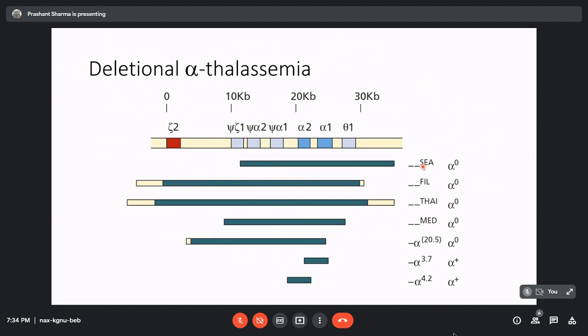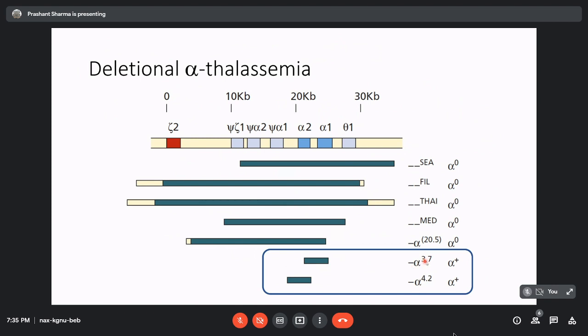So these deletions have been named after the areas within which they are most common, and we can see in this Southeast Asian deletion, virtually the entire cluster is gone. In the Filipino deletion, the cluster is gone. I think in the previous figure, I'll come to the HS40 later, let's say. And so similarly, these are very large deletions. On the other hand, the ones that are shown at the lower end of this table are the ones which are common in India. So we have relatively smaller deletions.